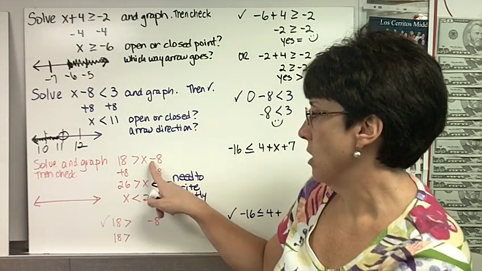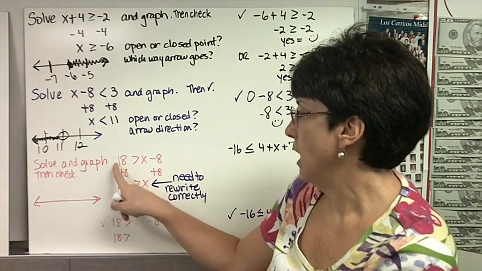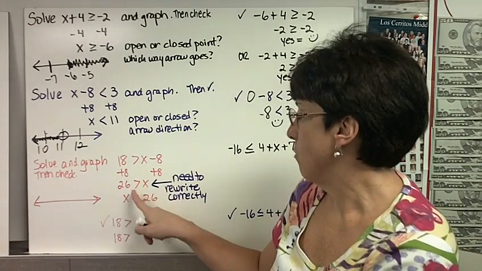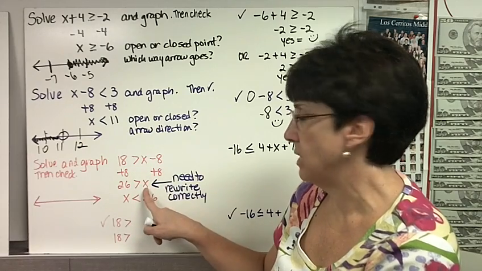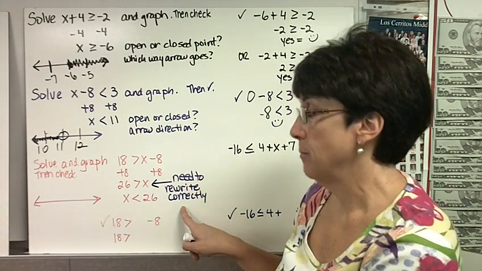Do the regular work. The inverse of subtraction. Addition. Add 8 to both sides. 18 plus 8 is 26. Bring down your inequality symbol. Bring down your x. But now we need to rewrite this correctly.